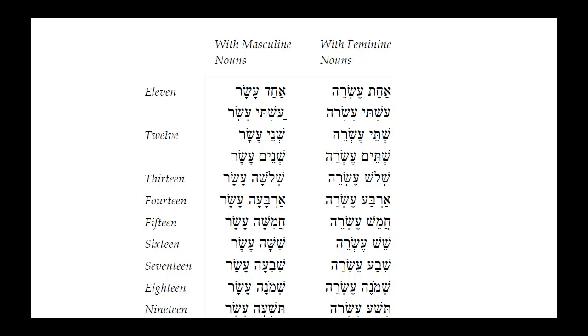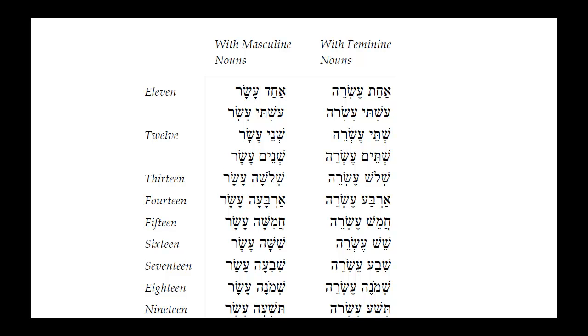Echad Asar, Ashte Asar, which is basically an alternate form, and then you have Shnei Asar. This is 12. This means 2 of 10, 1 of 10, 2 of 10. And then you have an alternate form of 12 too, Shnei Asar. Number 13, you have Shalosha Asar. And notice this is feminine right here. Again, we go back into that situation where they could use the feminine plus 10 here.